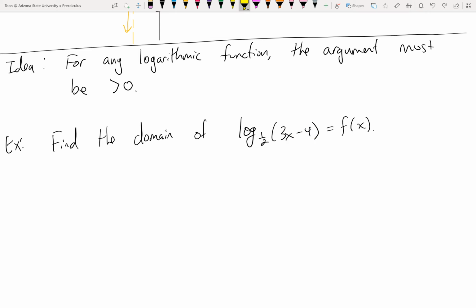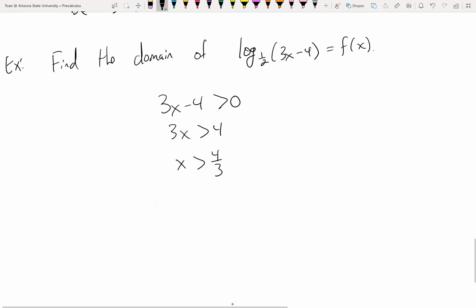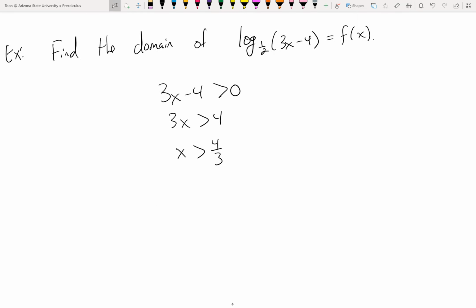So to find the domain, you just set that inside stuff to be simply greater than 0, and then you solve. So this is a linear inequality. Hopefully it should be pretty simple to solve. We get x is greater than 4/3. That's the domain of this logarithmic function. All I'm going to ask you to do, though, is put it in interval notation. So the interval notation here is going to be (4/3, infinity).